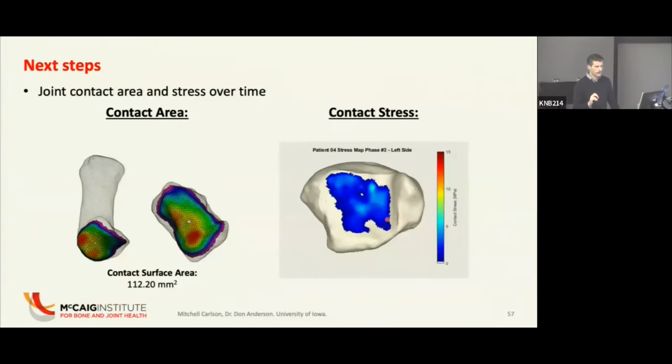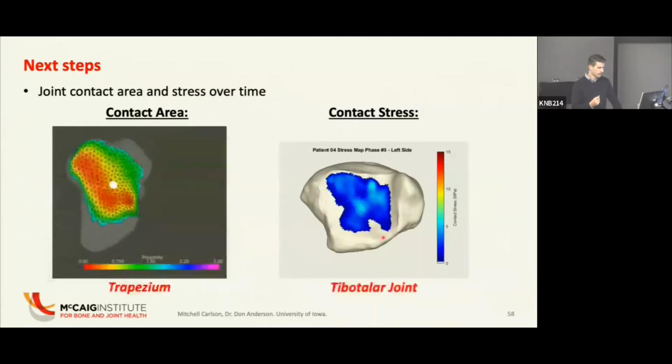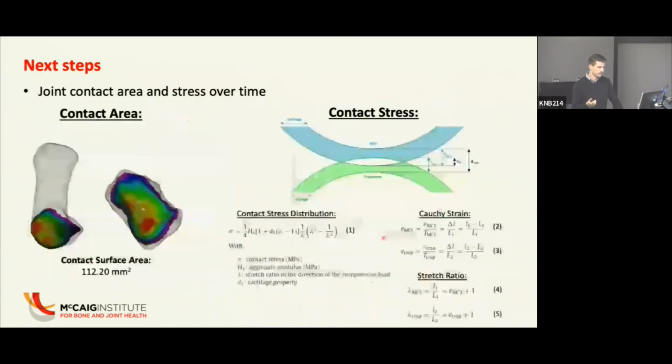And then on the right here, we have some code in MATLAB from Dr. Don Anderson and his group at the University of Iowa, where they're able to look at contact stress during, in this case, the ankle joint of someone walking, and how that changes during movement. And this is just a quick video of contact area changing on the trapezium during one of the cadaveric specimen adduction movements I showed earlier.